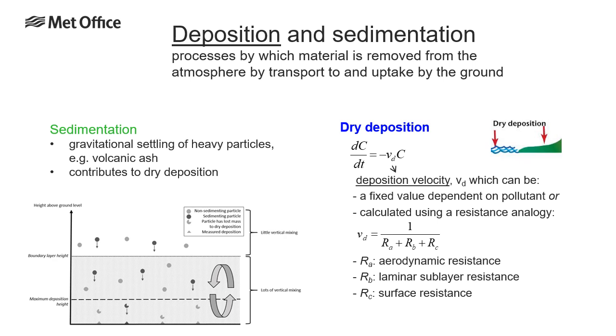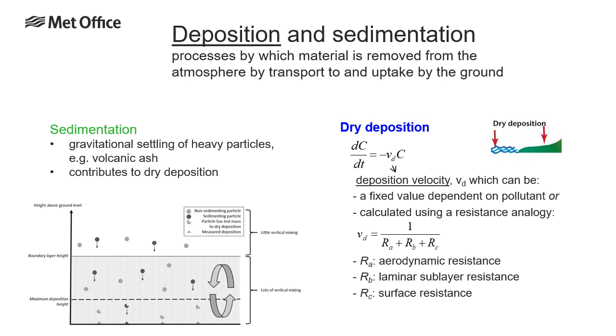The deposition velocity can be calculated within NAME in a variety of ways. The simplest case is where a fixed value dependent on the pollutant is specified, but it can also be calculated using a resistance analogy where the deposition velocity is given by the inverse of the sum of three resistances. Firstly, the aerodynamic resistance, which represents the efficiency with which material is transported to the ground by turbulent motions in the atmosphere, and that bit is independent of the pollutant type but dependent on the meteorological situation.